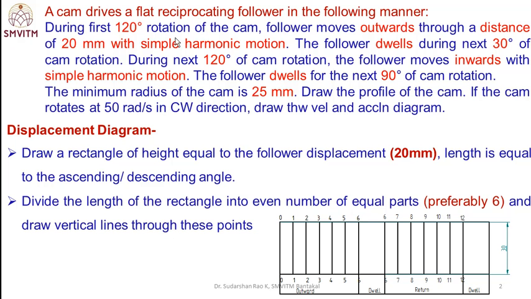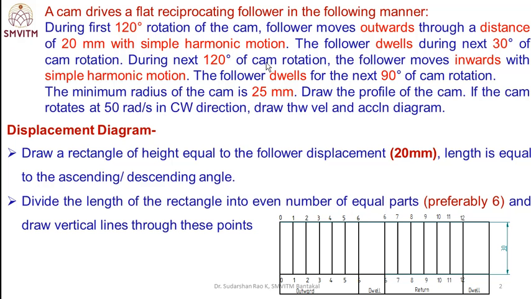During the first 120 degrees of rotation of the cam, the follower moves outwards a distance of 20 mm with simple harmonic motion. That is, the displacement height is 20 mm over 120 degrees of cam rotation, with the follower motion in SHM, simple harmonic motion. The follower dwells during the next 30 degrees of the cam rotation.